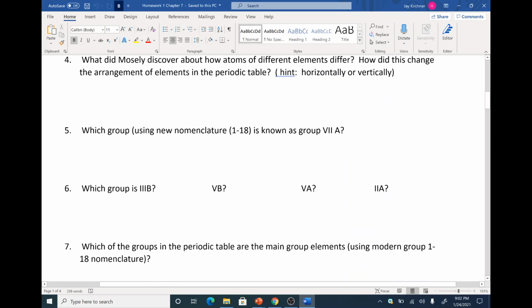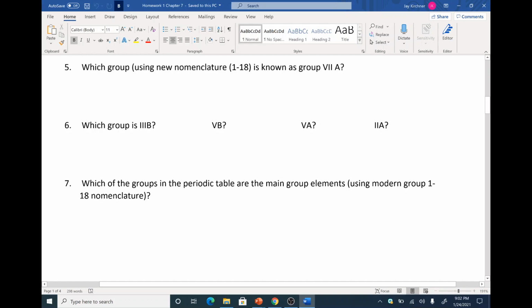Then you can combine nomenclatures and say, okay, if I look at 7A, what column, 1 through 18, is that? Since that's the main group elements, that's actually column 17. Which is group 3B? What is group 3B? You'd probably say a metal. 5B, a metal. 5A, that's actually group 15. So what I'm trying to do for number 6 here is, can you give me a group number for these? Converting from one nomenclature to the other is not as hard as it looks.